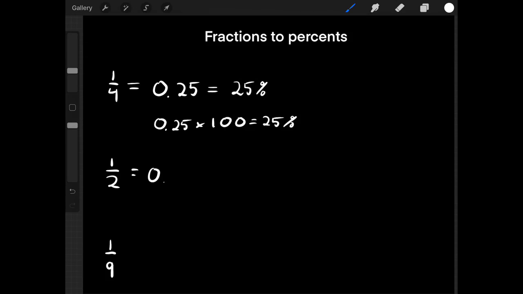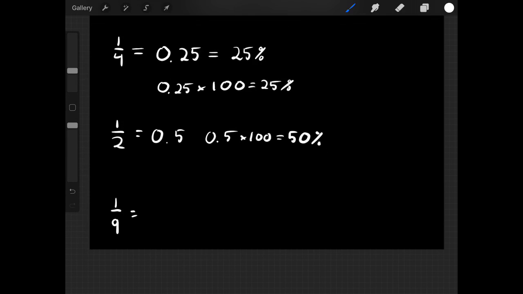Now we'll do another example right here by converting 1/2 into a decimal format, which is 0.5. And then we take 0.5 and multiply that one by 100, and then we get 50%. And now we move on to our final question, which is 1/9, and we convert that into a decimal, which is 0.1 repeated. We multiply that one by 100, and then we should get our answer of 11.1 repeated percent.